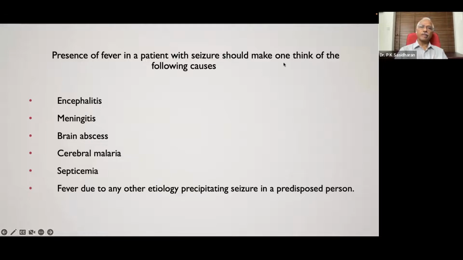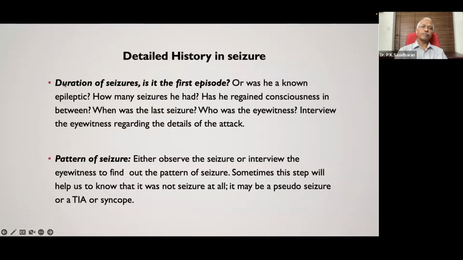Presence of fever in a patient with seizure would make one think of the following causes: encephalitis, meningitis, brain abscess, cerebral malaria, septicemia, or it may be a person who had been having idiopathic seizure or a seizure predisposition with a low threshold seizurogenic focus in the brain. And whenever they get fever, they might throw a seizure. So fever would have been acting as just a trigger for seizure in such individuals. You may not find anything on investigation. Or it may be direct involvement of the brain by any of the other causes which I mentioned.